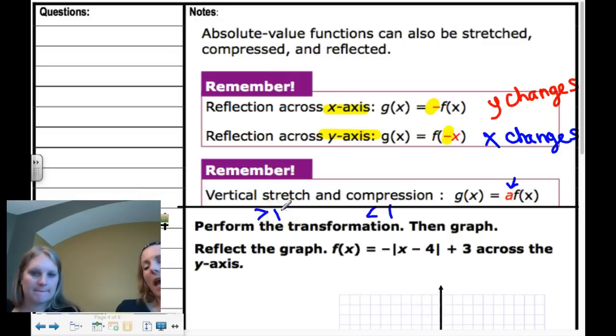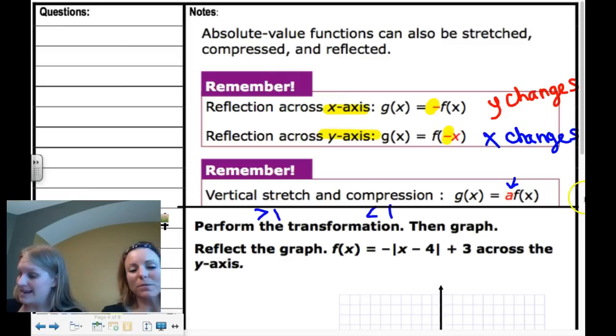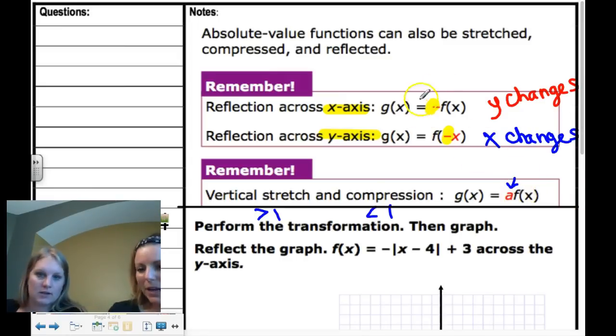But I'm going to throw something at you. What if a was a negative 3? The negative is on the outside, which tells me I'm flipping it. I just want to make sure that students don't say, oh, negative 3 is less than 1, it's a compression. No. The negative in front has nothing to do with the stretch or compression. The negative only has to do with reflection. So I'm going to write here fraction or decimal.